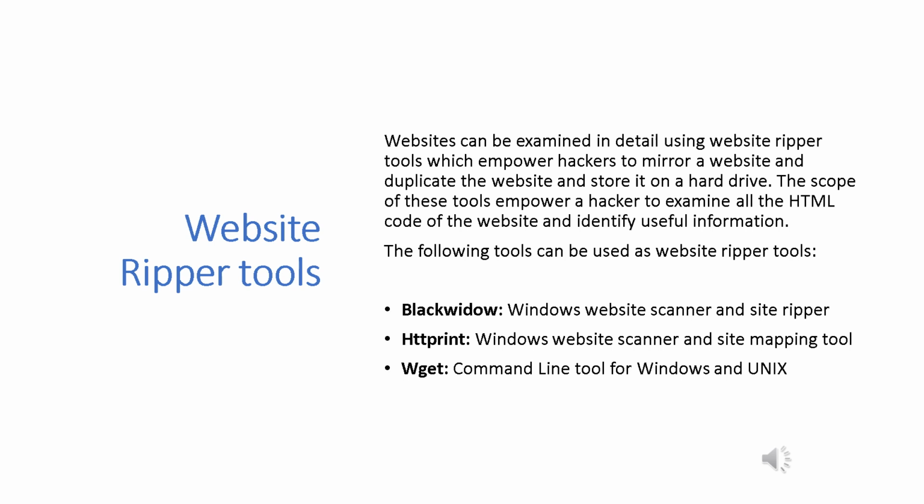Website Ripper tools. Websites can be examined in detail using a website Ripper tool, which empowers hackers to mirror a website and duplicate a website and store it on a hard drive. The scope of these tools empowers a hacker to examine all the HTML code of the website and identify useful information. The following tools can be used as website Ripper tools: BlackWidow, a Windows website scanner and Ripper, HTTrack, a Windows website scanner and site mapping tool, and Wget, a command line tool for Windows and Unix.